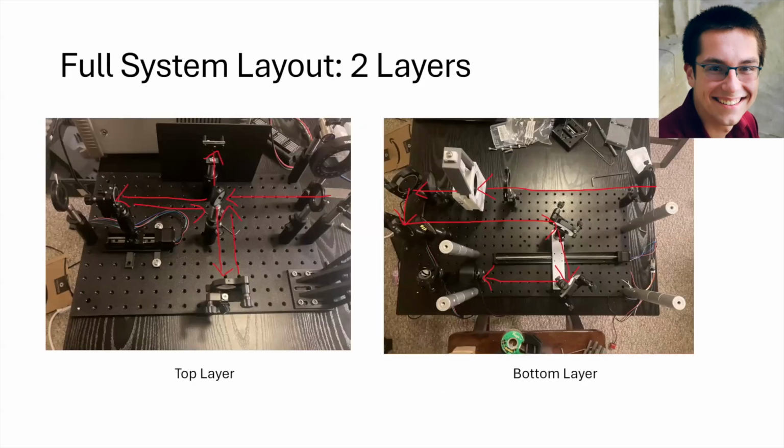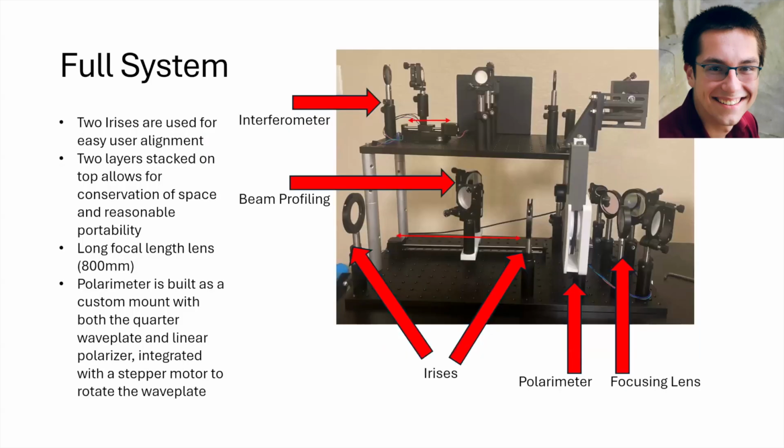The system comprises two layers. The top layer is a Michelson interferometer, as you can see on the left, and the bottom layer comprises the polarimeter and beam scanning system. Here's the full system stacked on top of each other. You can see the two irises on the bottom, as well as the polarimeter focusing lens as it goes on the bottom layer, and then the interferometer on the top.